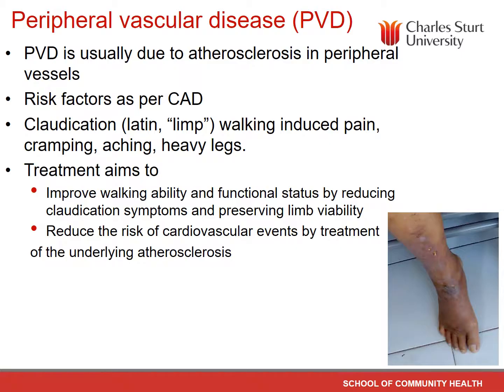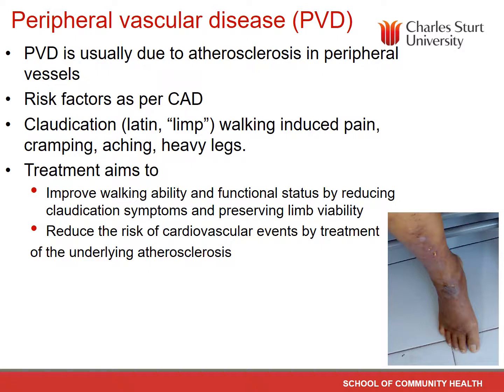Peripheral vascular disease is due to atherosclerosis in peripheral vessels, mainly down in the feet, and the risk factors are the same as coronary artery disease. The most frequent symptom is intermittent claudication, which is pain or cramping in those peripheral muscles, so down in the feet, down in the fingers, leading to a lot of people with this disease not actually wanting to undertake any activity at all.